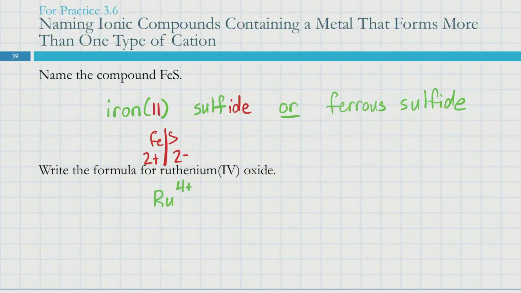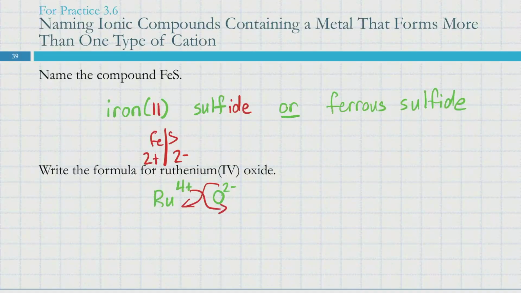I'm not 4+, I'm actually 3+, but more on that later. Oxygen has what charge? 2-. So O2-. And then we've got 2 options. We can either mental math it or crisscross and simplify.